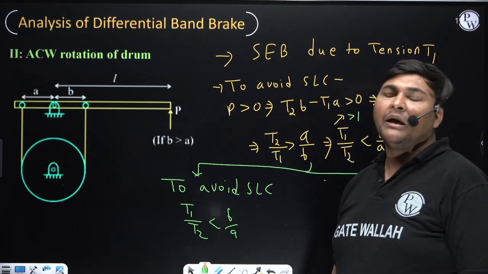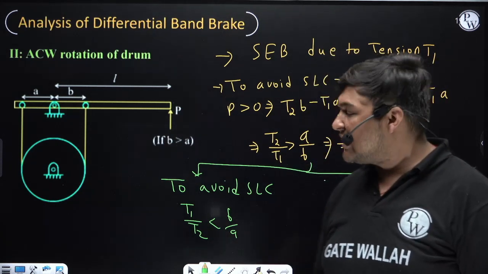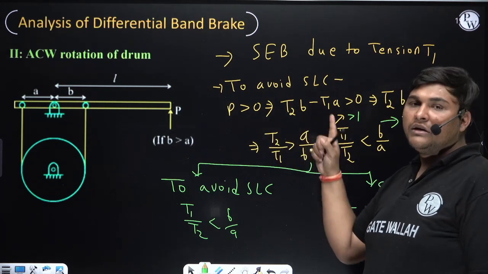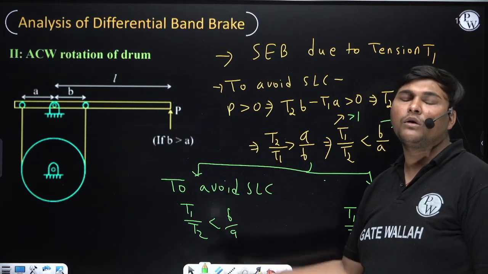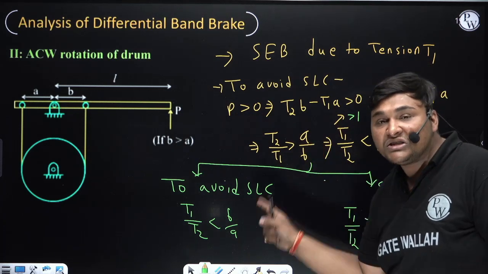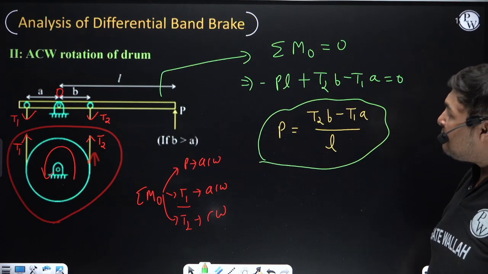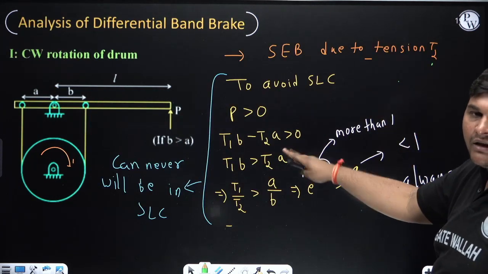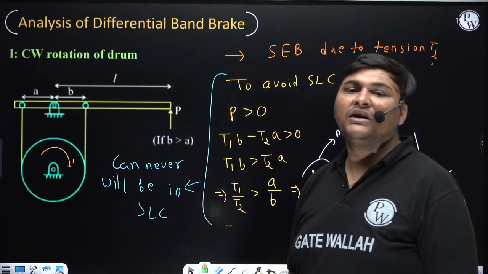In that case, if the examiner asks what condition we need to satisfy to avoid self-locking, then derive that equation. Don't memorize it. By equating P greater than 0, derive that equation. Whatever condition comes, if that condition is satisfied, the brake will not be in self-locking condition. If that condition is not satisfied, the brake will be in self-locking condition. But do this derivation when it is self-energizing due to tension T1. If the brake is self-energizing due to tension T2, conclude without deriving that it will never go into self-locking condition. You can remember this regarding the differential band brake.